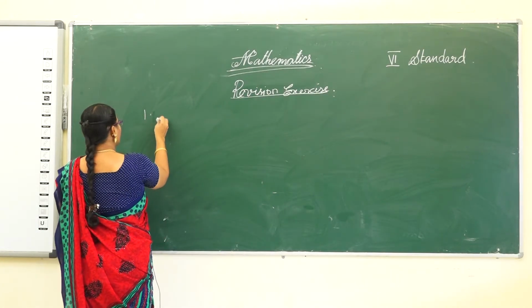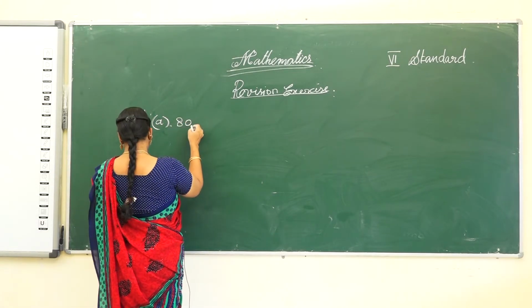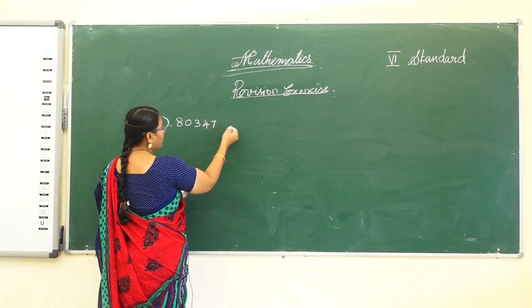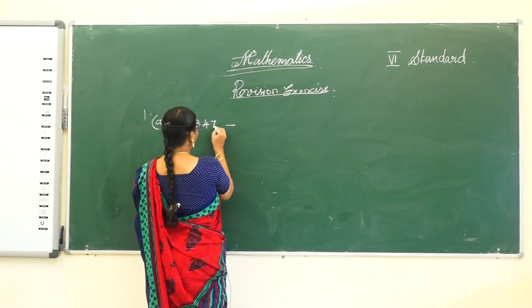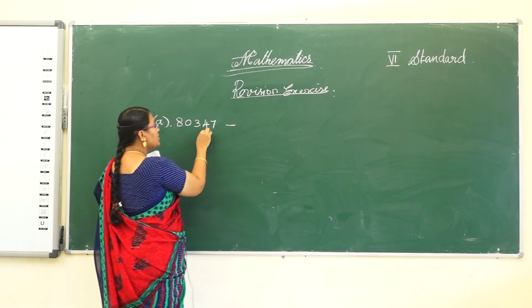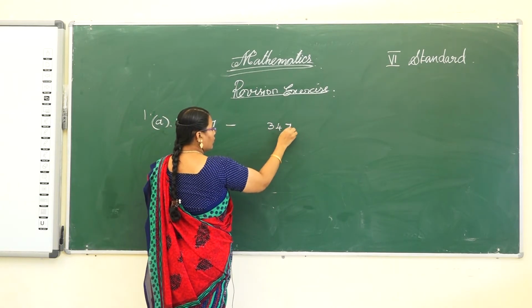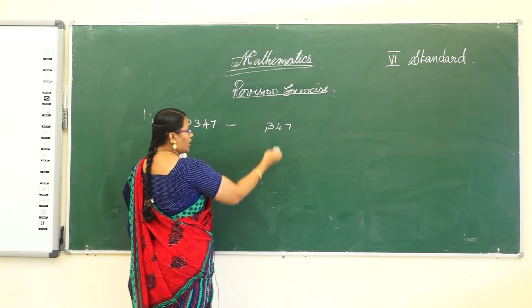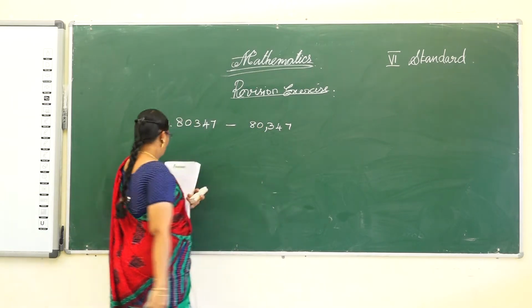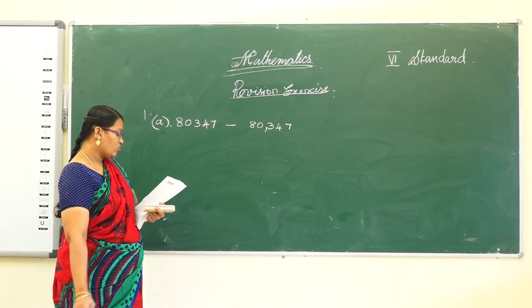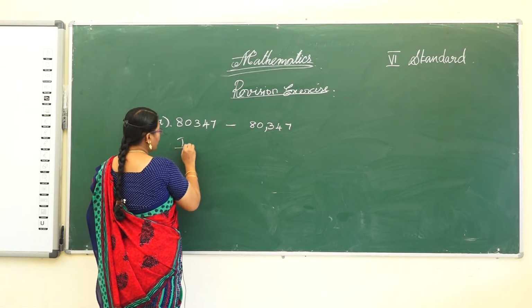First problem, first subdivision A. The value 80347 is given. So first we put commas. How do you write the commas? Ones, tens, hundreds. After the hundreds place we put the comma, after 1000 and 10,000. And next, correct the place values and write them in words. So how do you write in words?